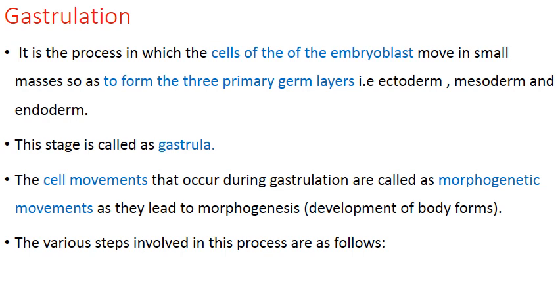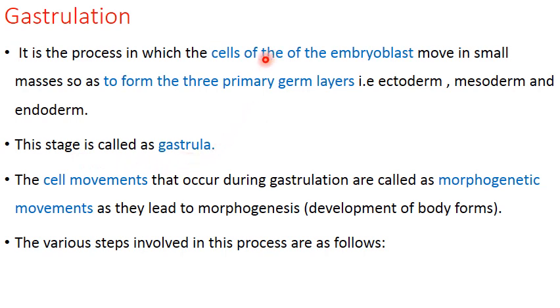inner cell mass, or in other words you can call it the embryoblast, move in small masses and ultimately form the 3 primary germ layers, that is ectoderm, mesoderm and the endoderm, and this stage is called the gastrula.